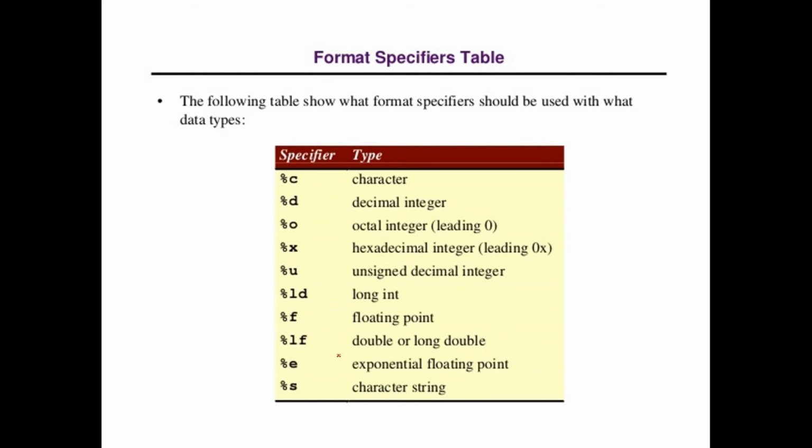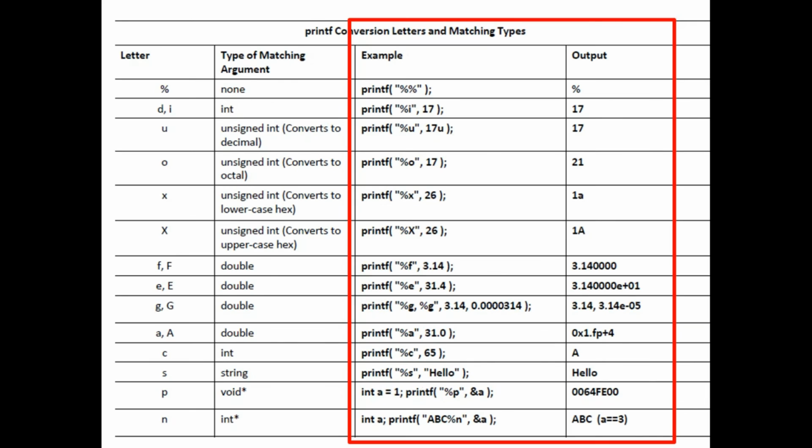C format specifiers. There are different C format specifiers or placeholders: %c is used for character, %d for decimal integer, %o for octal integer, %x for hexadecimal integer, %u for unsigned decimal integer, %ld for long int, %f for floating point, %lf for double or long double, %e for exponential floating point, %s for character string. So these are some examples. If you want to print %, the exception is that you will have to write double %, only then can you print a single % as output.